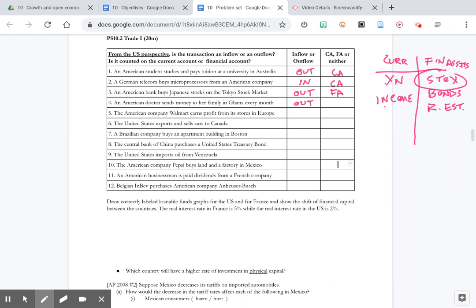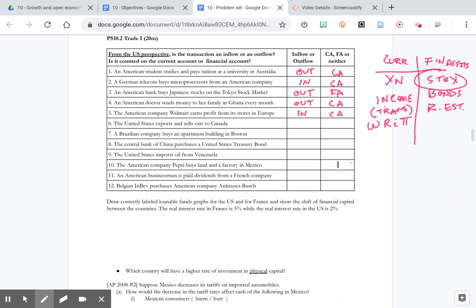I know this is a little strange, but income includes what we call transfers. And so this is going to be counted on the current account. It's not a payment for stocks, bonds, and real estate, but it's more like income for her family in Ghana. Number five, the American company Walmart earns profit from its stores in Europe. So this is an American company getting money, so the money is flowing in. And when we say it's income, that's wages, rent, interest, and profit. So this is income, so it's the current account.